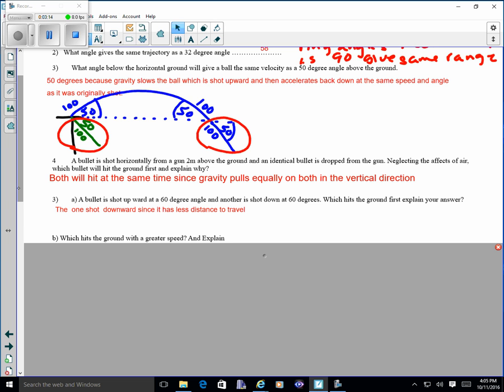Now, which one will hit the ground at a greater speed? Once again, they both hit at the same speed because gravity slows the ball down that's shot up and then accelerates it back to the original speed. So again, feel free to stop at any time because I know I'm going way faster than you can write.